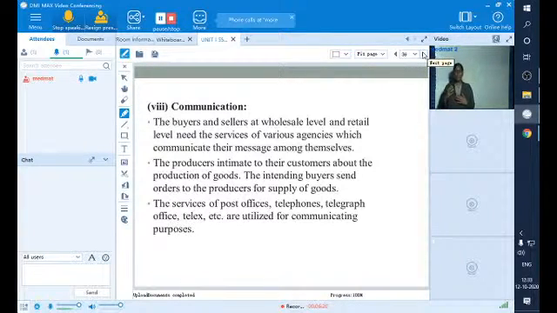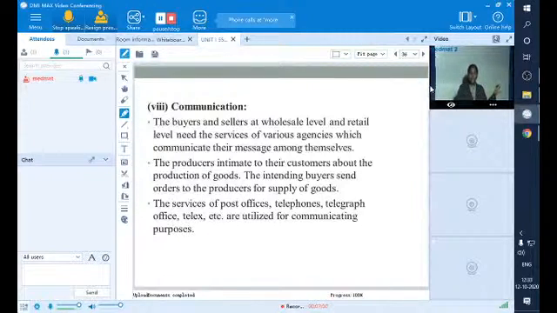The services of post offices, telephone, telegram office, telex, etc. are utilized for communication purposes. What are the points here? The buyer and the seller at the wholesale level and retail level need the services of various agencies which communicate their message among themselves. The producers intimate to their customers about the production of goods. The intending buyers send orders to the producers for the supply of goods. The services of post offices, telephones, telegram office, telex, etc. are utilized for communication purposes.